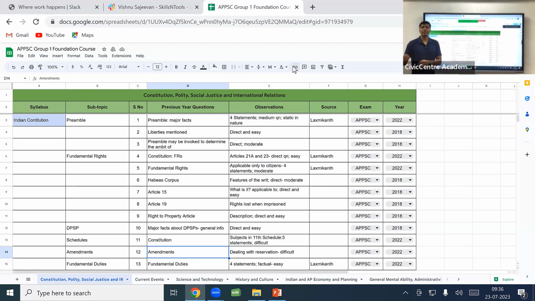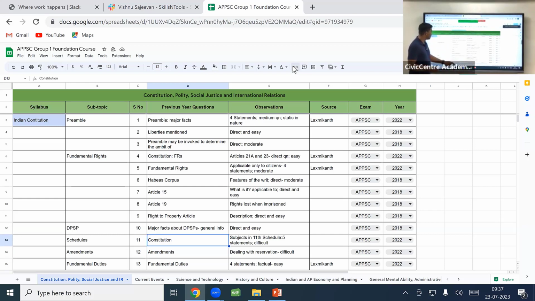Like that, you need to segregate the amendments rather than knowing the content from the 1st to the 105th amendment. You need to segregate the important ones. Then only you could answer this question on all amendments related to reservation. That is why we classified it as a difficult one.